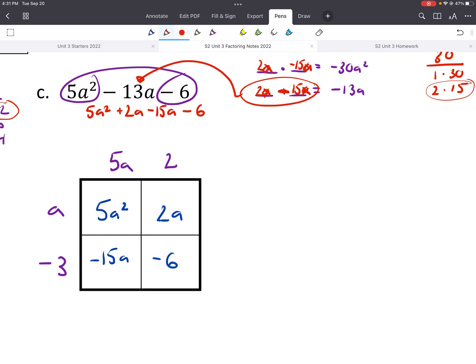Again, I would highly recommend, especially when these things are getting a little more complicated, that you check them out. So A times 5A is 5A squared. A times 2 is 2A. Negative 3 times 5 is negative 15A, and then negative 3 times 2 is negative 6. So you can always know 100% if you've got this right or wrong.